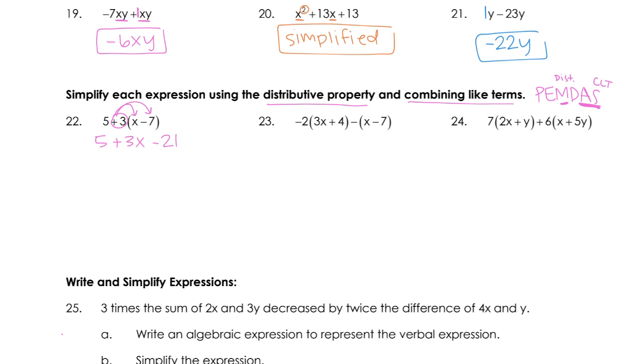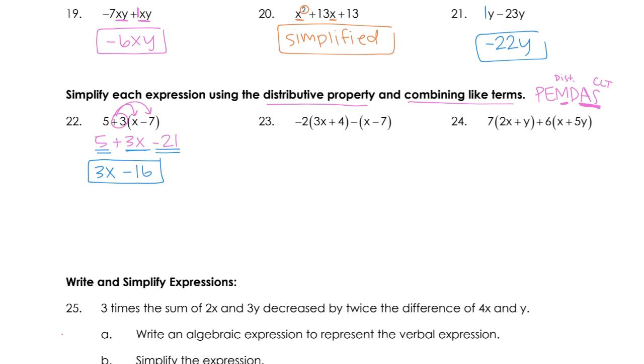So I like to put my variable term first. So I see that there's only a 3x. I'm going to go ahead and bring it down. And then I see that there's a 5 and a -21 that can be combined. You'll notice I underlined those twice to insinuate that they are like terms. So if we have 5 minus 21, that would be minus 16 when you combine those like terms.